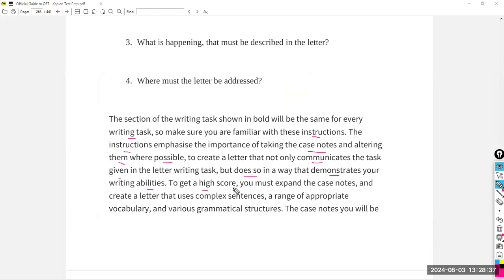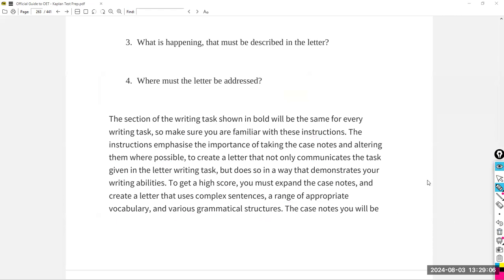So to get a high score, you must expand the case notes and create a letter that uses complex sentences, not only complex sentences. As I told you, you have to use the four kinds of sentences, which are simple sentence, complex sentence, compound sentence, and complex compound sentence. A range of appropriate vocab, avoid repetition, as I told you, and various grammatical structures.